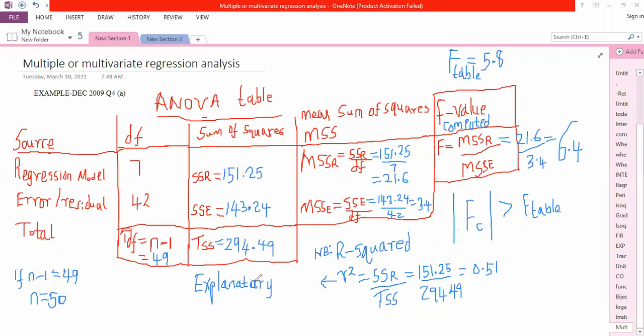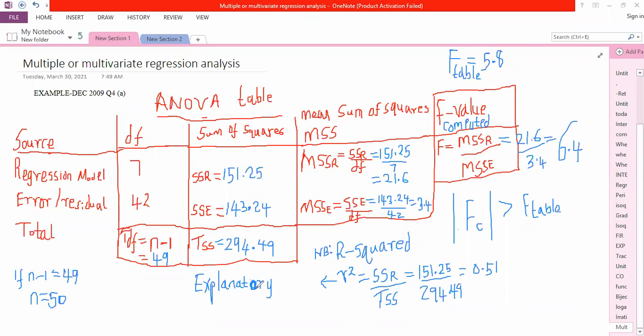Power of the test. It explains to us how much inference the independent variables bring to the dependent variable, the power of the test. How the independent variables are inferencing the dependent variable.